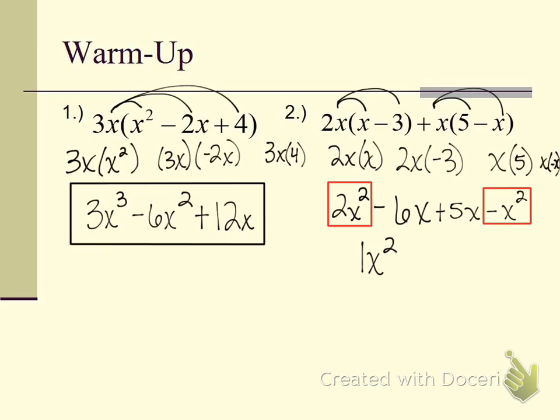What about negative 6x plus 5x? Negative 1x. So you could write this as just x squared minus x without the 1's. That would be acceptable as well. I would take either one for your final answer.